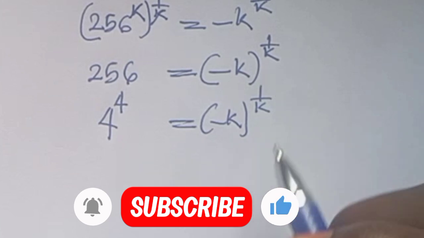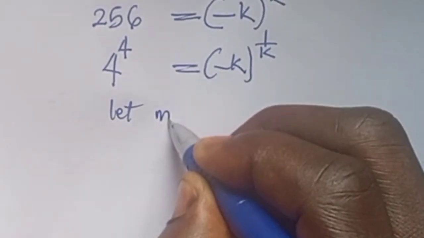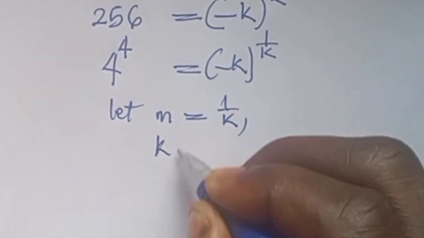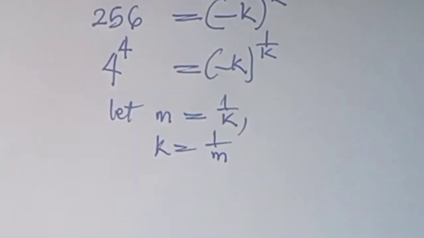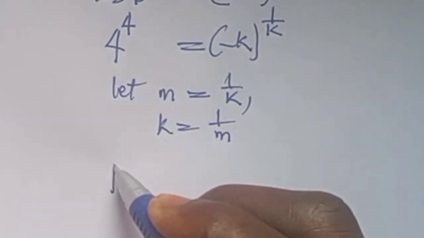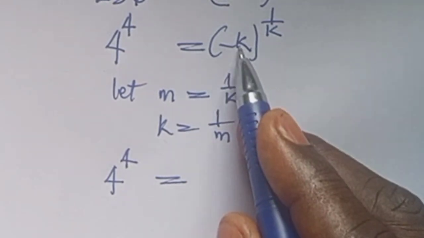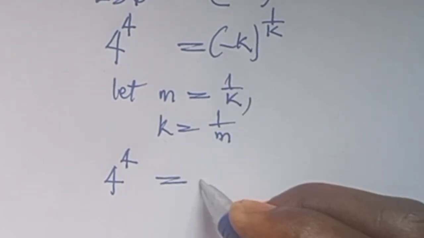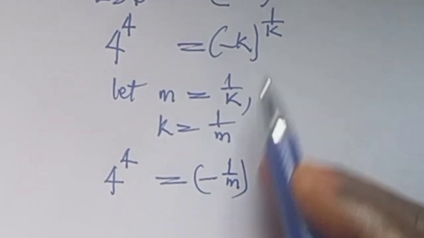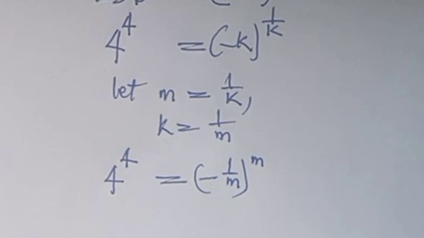Alright, so let's continue. We're going to say let m be equal to 1 over k. That means k is equal to 1 over m. So we're going to put this here so that the next line becomes 4 to the power of 4 equals minus 1 over m, to the power of 1 over k, which is m, so we get m to the power of m, and we are fine.